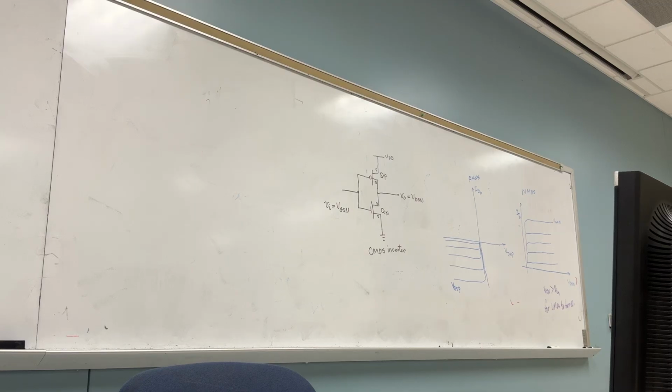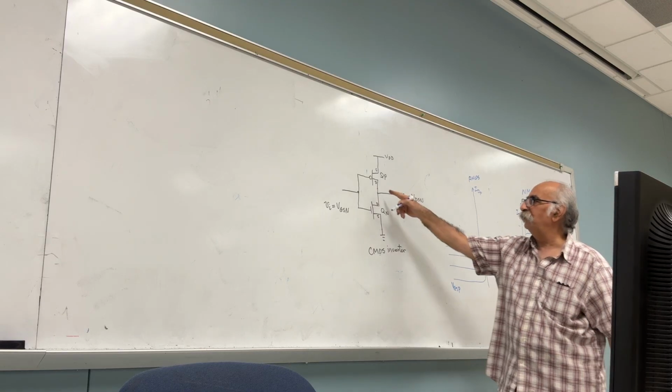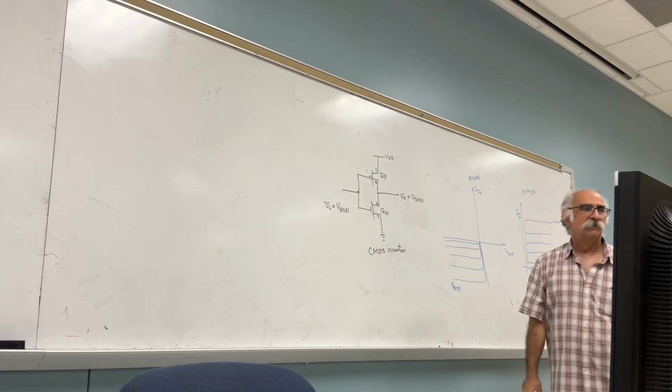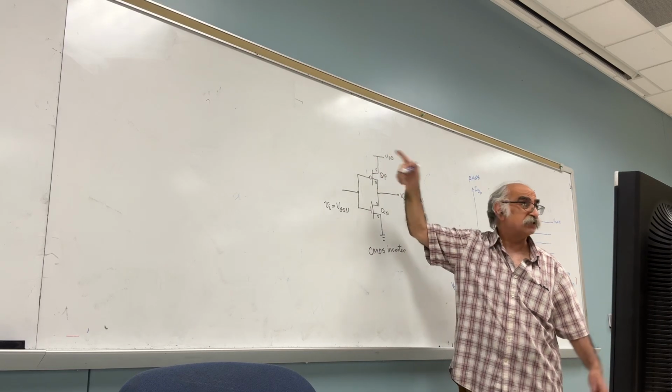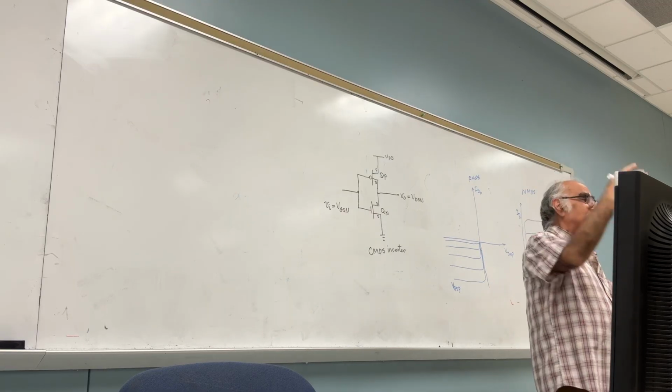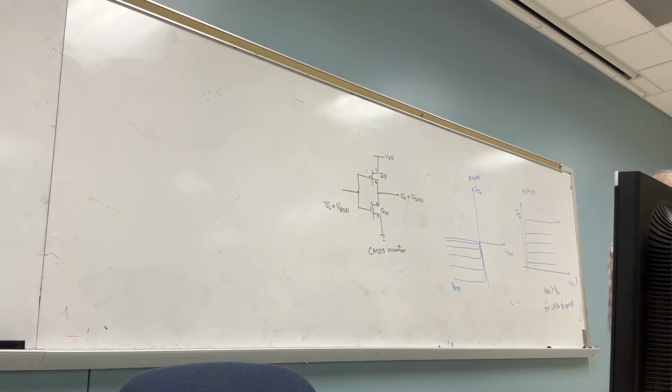PMOS. What do you notice? Everything is negative. Where is VDSP, by the way? It is the voltage between the drain and the source. So why is this one negative? Because in a PMOS, the source is the highest voltage. So when we say the drain voltage minus the source voltage, the answer will be negative. Do you agree or not? Yes or no? Good.